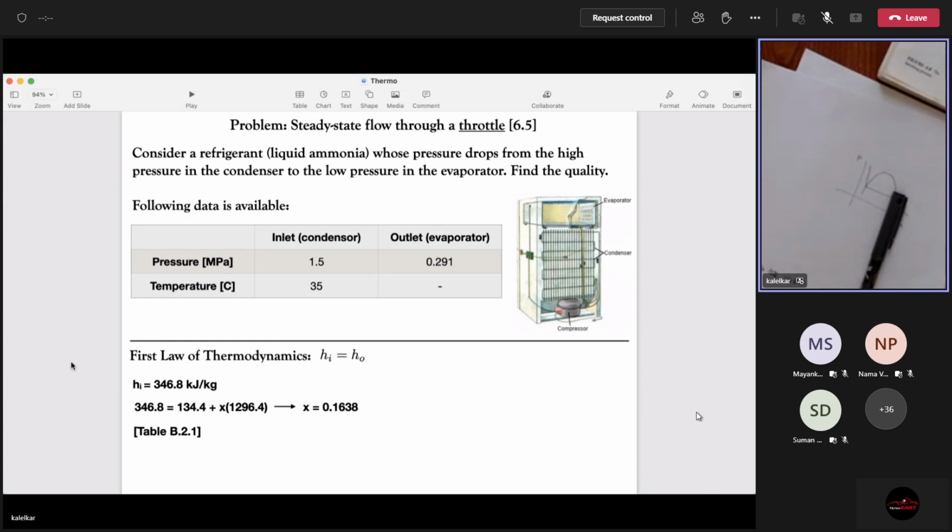Which problems have I covered today? Please read it: 6.5, 6.6, 6.8 and 5.6. These ones I have covered today, four problems. I have one more problem to cover. I will do that tomorrow. Any questions, or we will stop?